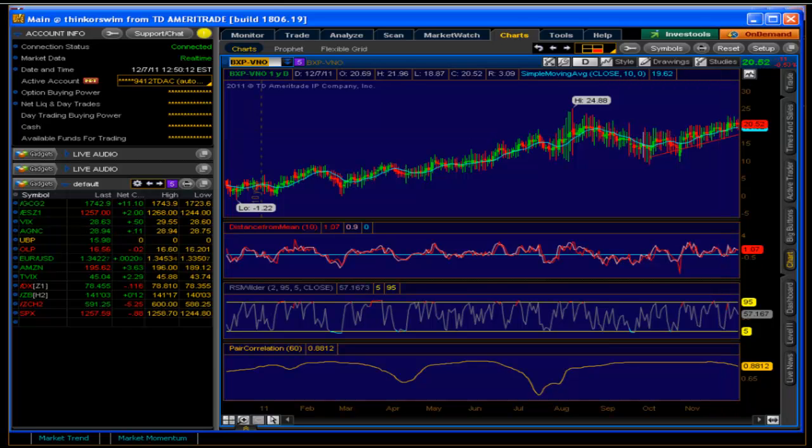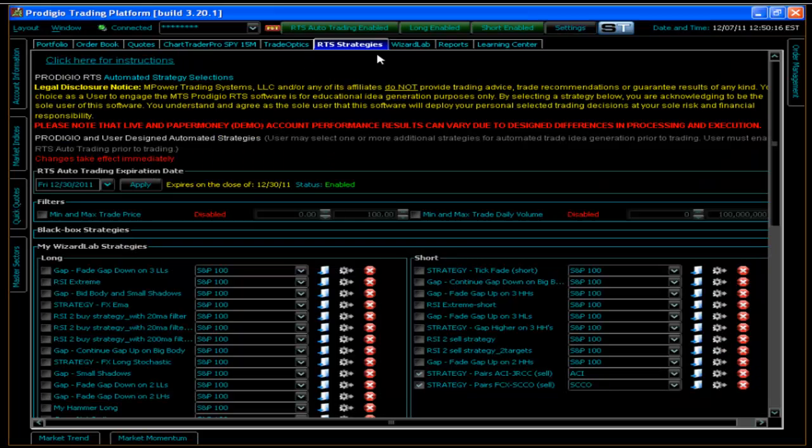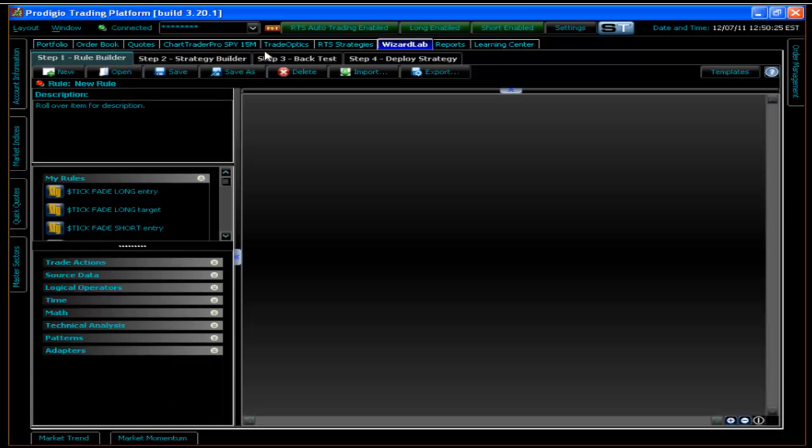All right, and I'm going to bring back up Prodigio, and let's go into Wizard Lab, and let's open up some. Let's go into Rule Builder here, because what we need to do is build new rules, and we're essentially going to build 3 rules for BXP and Vino. We're going to build a rule for entry, a rule for target, and a rule for the stop. So we know that the entry has to be at 17.38, the stop has to be at 16, and our target has to be to the mean.